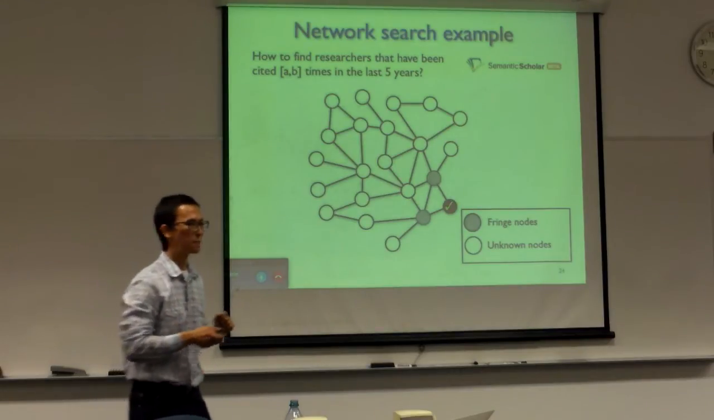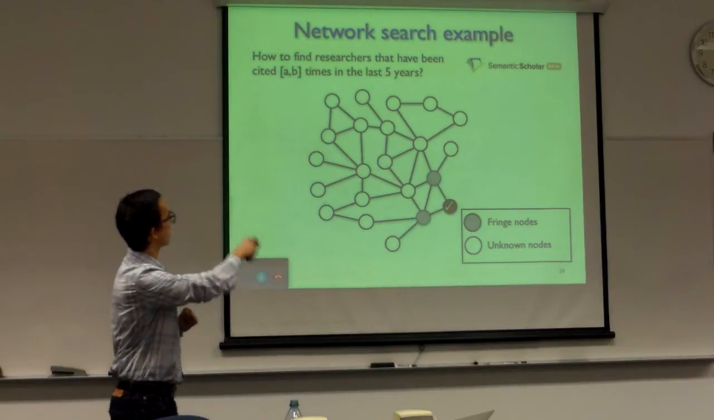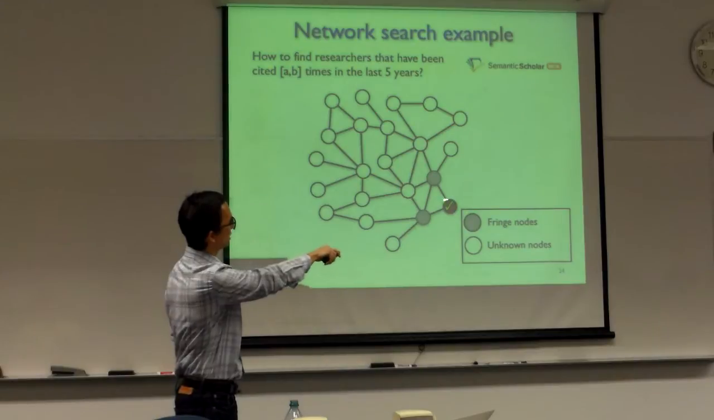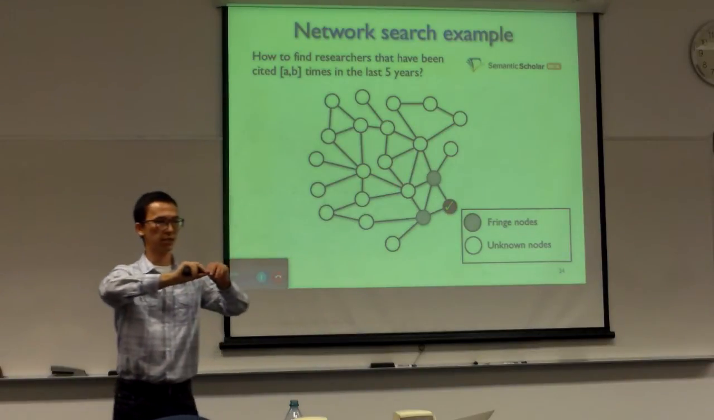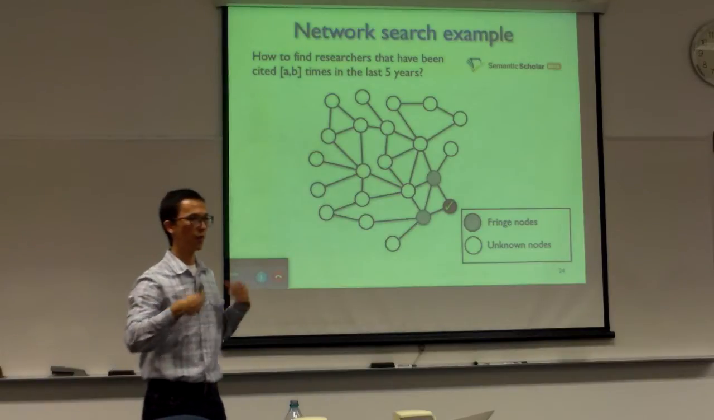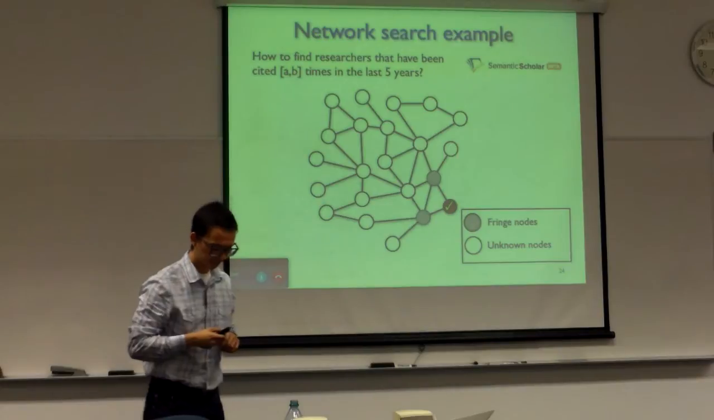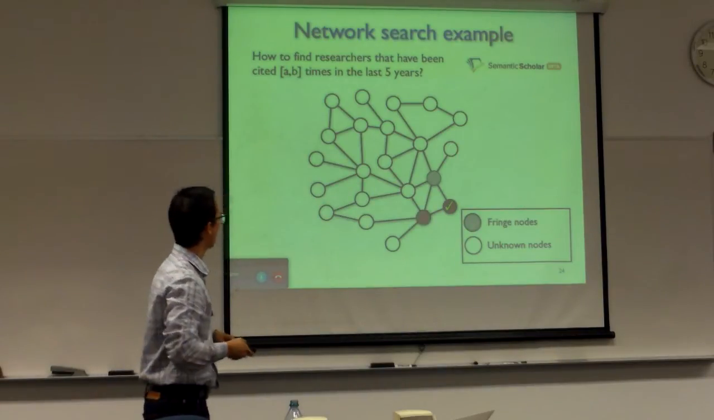It's a really cool website. So you can start from a node that satisfies this query, okay? And then you see the collaborators of this researcher, which we're going to call the fringe nodes, because these are at the fringe or at the border of my observed graph. All the other nodes are unknown, as well as their connections at this point in time.